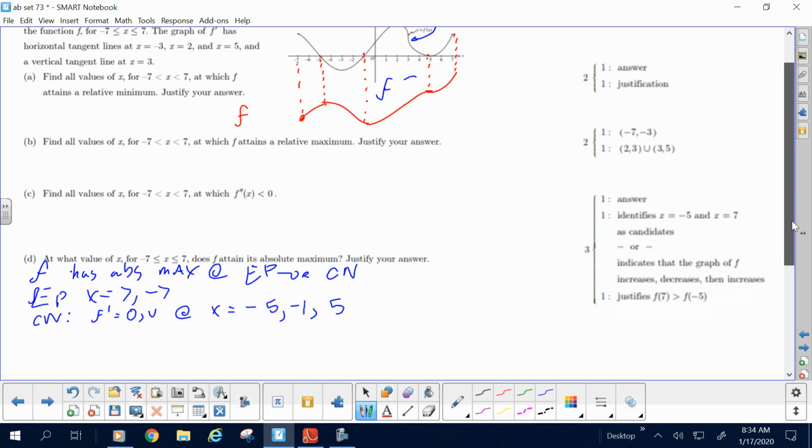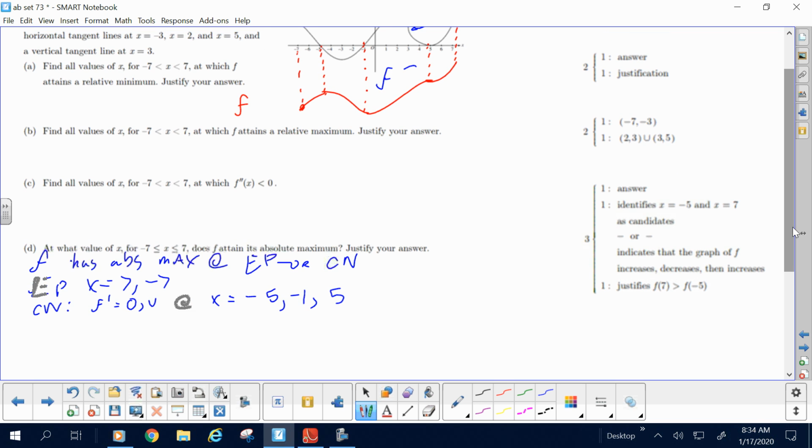Is the endpoint negative 7 a max? Is that a max? Why not? What makes that? Now, endpoints are hard, okay? So we haven't done this a lot. They do it a little more in college, but we don't do this much for the AP test. Why is that endpoint not a max? Because f increases after, right? That's what makes it a non-max. So let's say not negative 7, because f increases after. How do we know f increases after? Because the slope is positive or the derivative is positive, yeah?